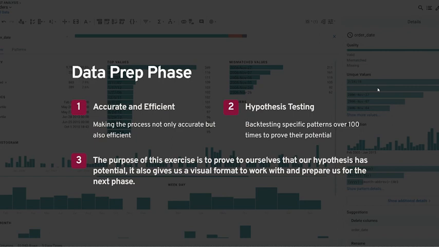Excuse me, something just fell here on my desk.